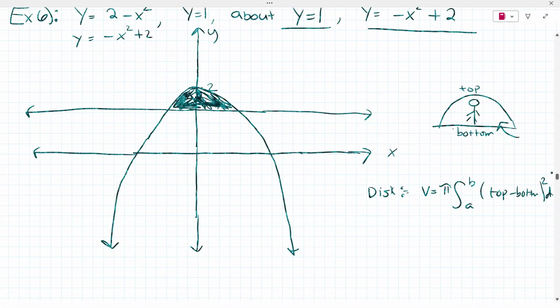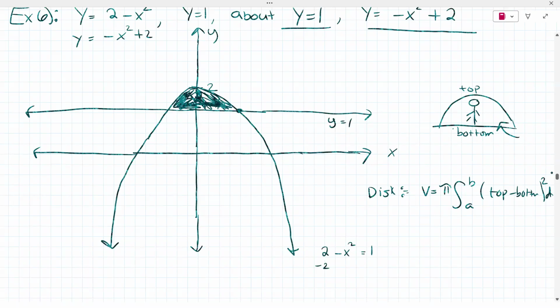Okay, so now we got to find our a to b. We don't know that, right? We got to find these points of intersection. We know that this line is y equals 1. And we know that this line is y equals negative x squared plus 2. If we're doing it in terms of x, we're going to set the equations equal to each other. So we'll say 2 minus x squared equals 1, and then solve for x.